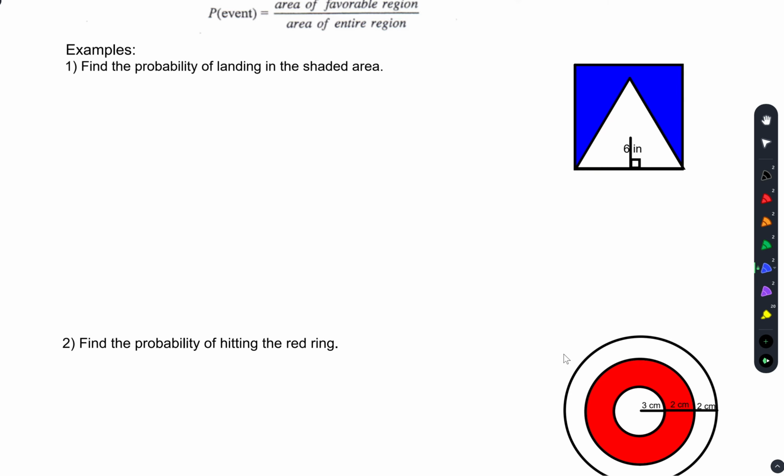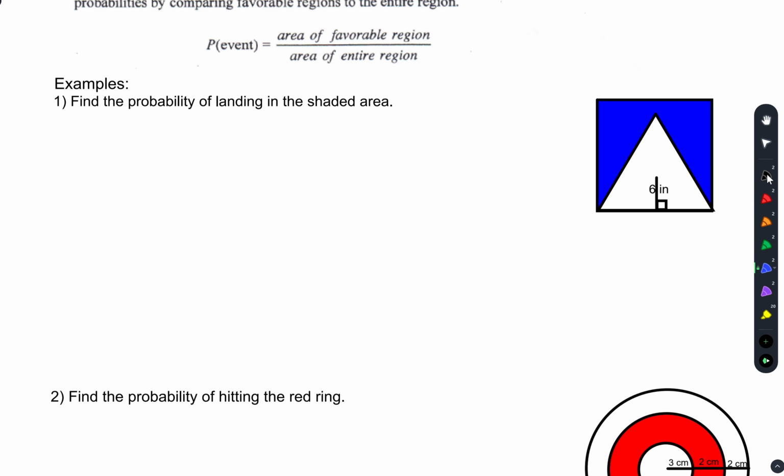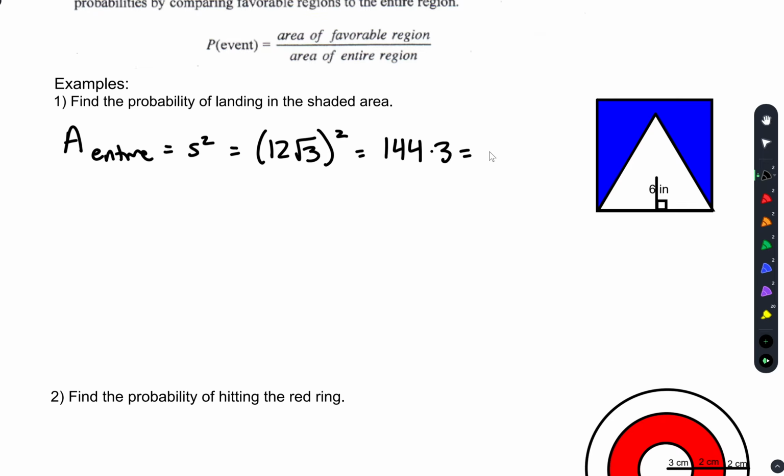If it wants to load, I don't know what's going on. Oh, well, okay, my entire thing just erased. Area of the entire thing is side squared, or 12 radical 3 squared. One important thing to remember, if we are doing this by hand, is that both the 12 and the 3 are squared, so this is actually 144 times 3, or it ends up being 432 inches squared. That's the area of my entire dartboard, quote unquote. It's a square dartboard.